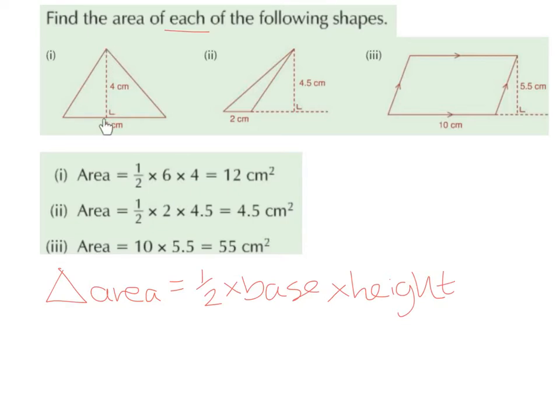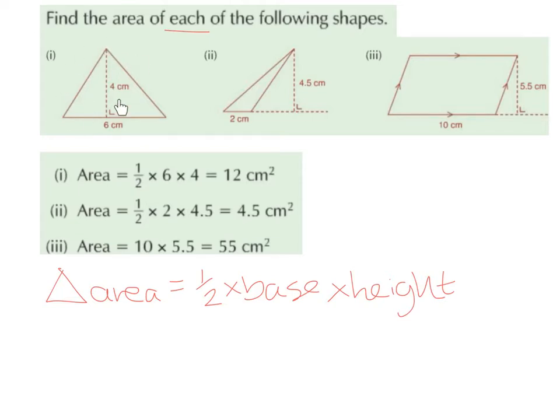So it meets the base at a T-junction. So the area of a triangle is half times base times height. Now in our formula book, this is written as a half AH. So a half AH, all stuck together, which means we multiply them. The A representing the base, the H representing the height.